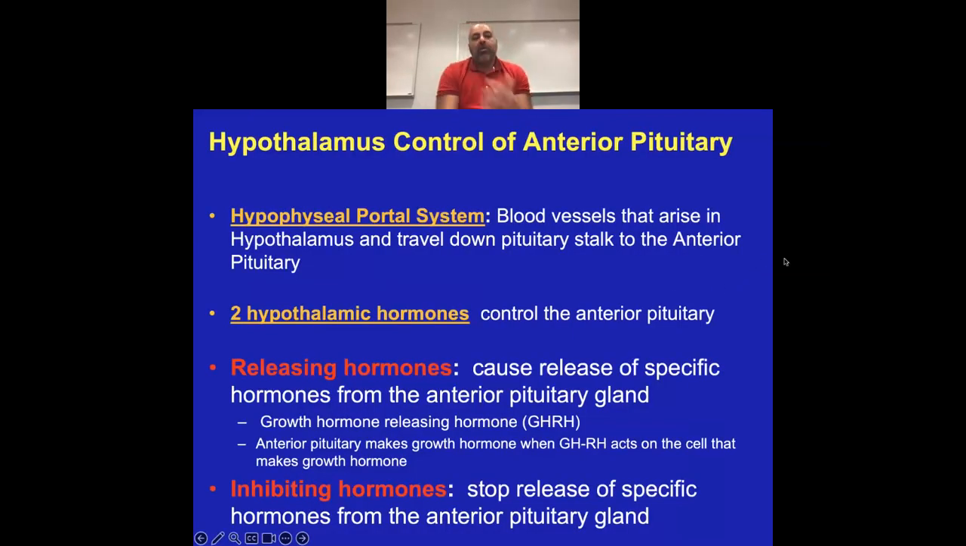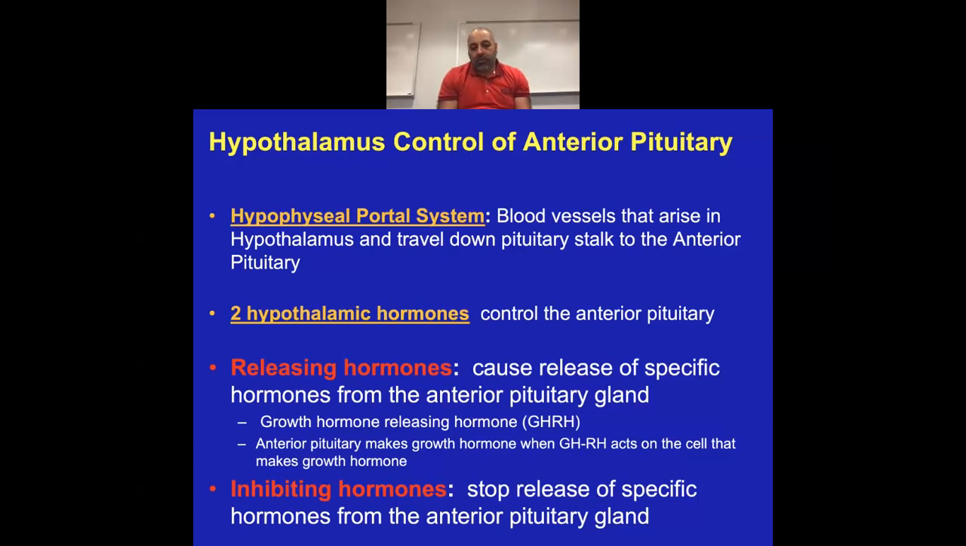All right, the portal system. So hypophyseal portal system. Remember, a portal system is a vessel between 2 capillary beds. So we have a capillary bed in the hypothalamus, a capillary bed in the pituitary, and that's how it communicates. So the releasing hormones will travel through there. We won't see them in the bloodstream. They'll be consumed by the pituitary, and that's the end of them.